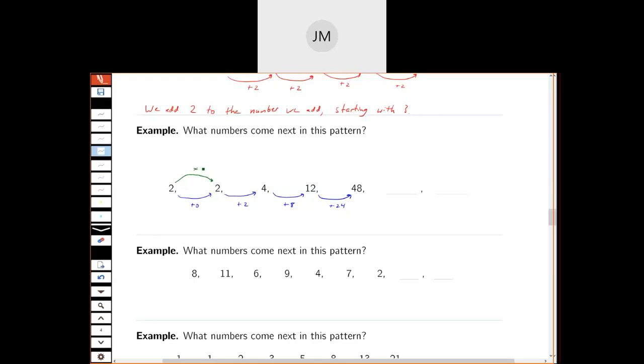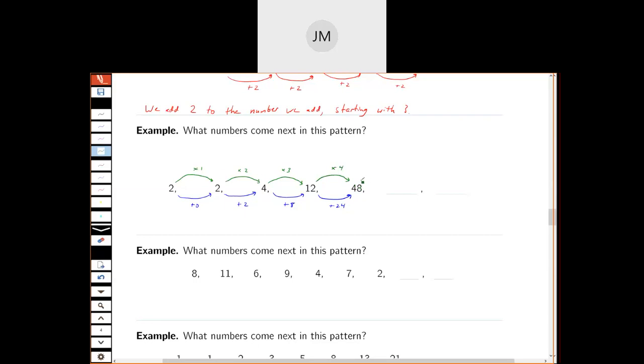Here I multiply by 1. To go from 2 to 4, I multiply by 2. To go from 4 to 12, I multiply by 3. To go from 12 to 48, I multiply by 4. Now, these aren't the same number either, but I can definitely see a clear pattern in the numbers that I'm multiplying by. The number I multiply by goes up by 1 each time.